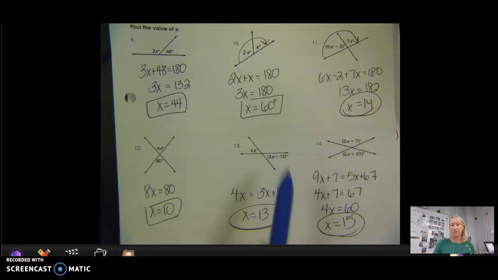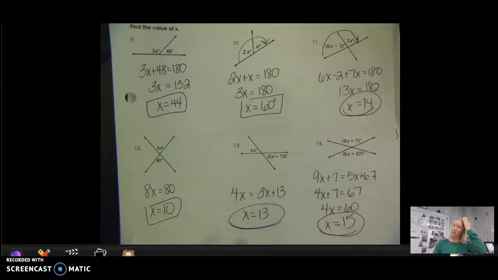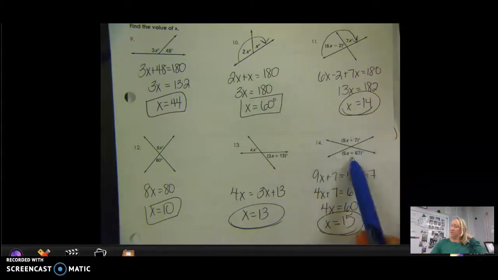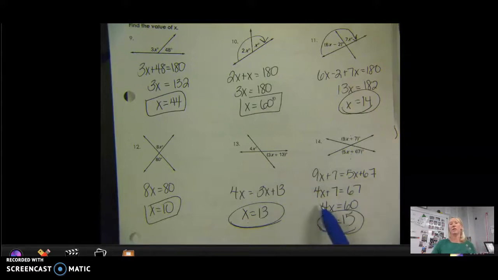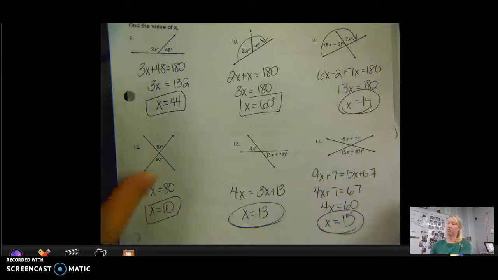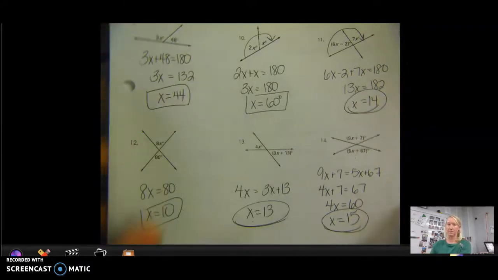13, this equals this, so I get 4x equals 3x plus 13, and just subtract 3x and you're left with 1x. And then the last one, vertical angles are equal, so set them equal. And do subtract 5x, subtract 7, so you get 4x equals 60, so you're going to divide by 4 and you get x equals 15.